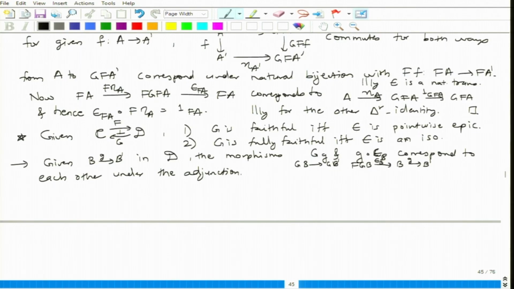So therefore, G mapping to GG, we are talking about G is faithful. So G is faithful means G maps to GG, that map has to be injective. So this map is injective if and only if G mapping to G composed with epsilon B is injective.